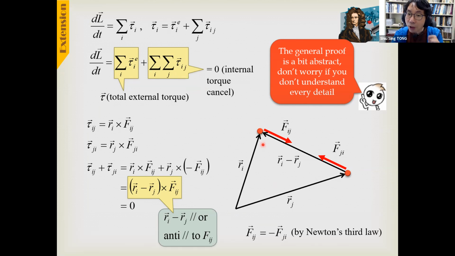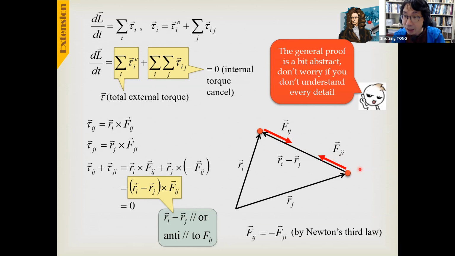If you consider the pair of particle i and particle j, the positions are denoted by Ri and Rj. Suppose there is an internal force between them. The internal forces form an action-reaction pair by Newton's third law. So let me assume that the force Fij is the force acting on particle i due to particle j, and Fji is the force acting on particle j due to particle i. So these two forces form an action-reaction pair.